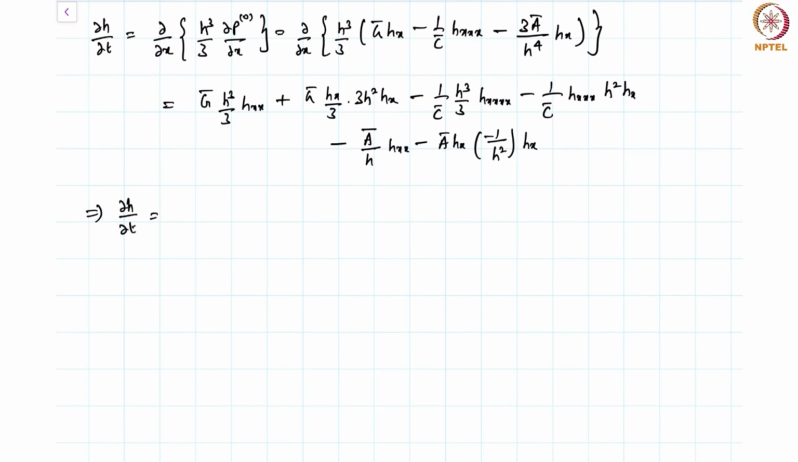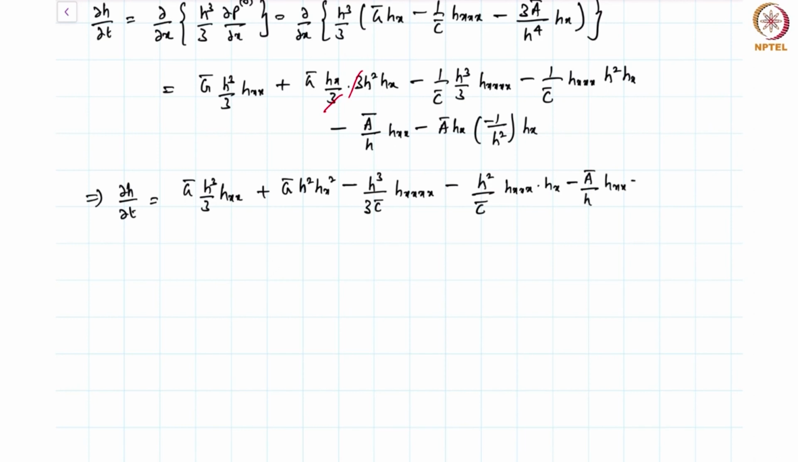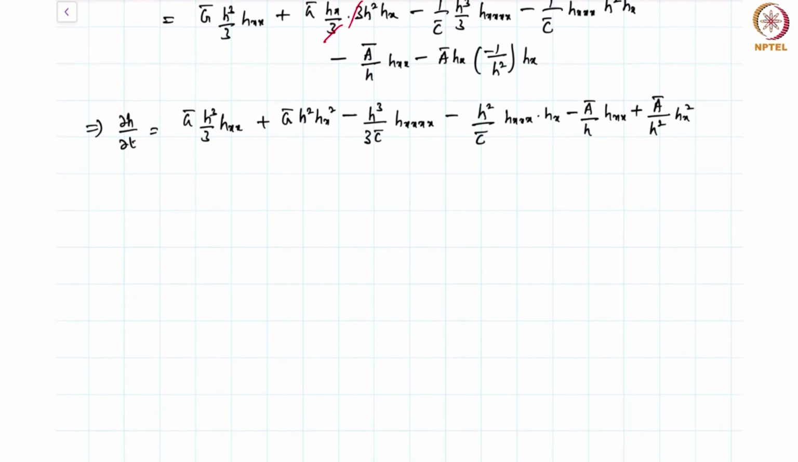we can do a few simple cancellations here. For example, the 3 cancels with this 3 here, and what I now have is G bar h cube by 3 hxx, hx square, fourth derivative of h, then we have, so that completes the evolution equation for the thin film, including the van der Waals force.